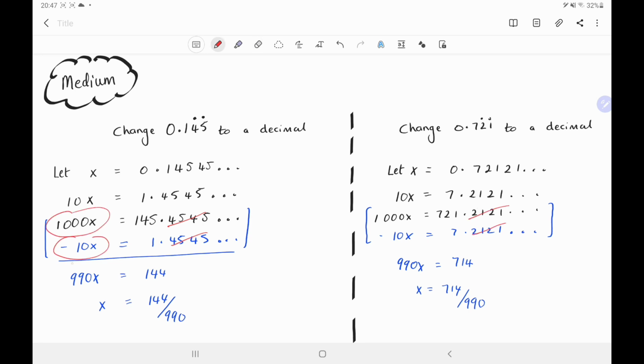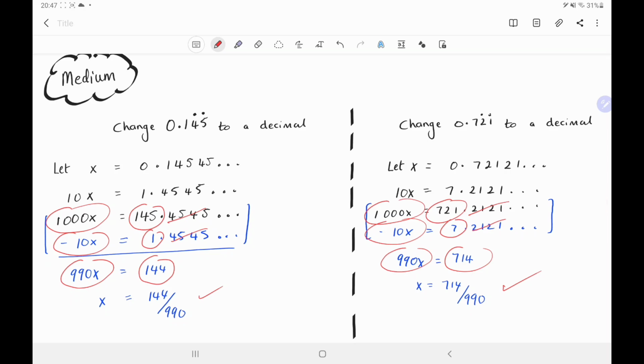1000, take away 10, 990. 145, take away 1, 144. So our answer is 144 over 990. 1000, take away 10, 990. 721, take away 7, 714. So our answer is 714 over 990.